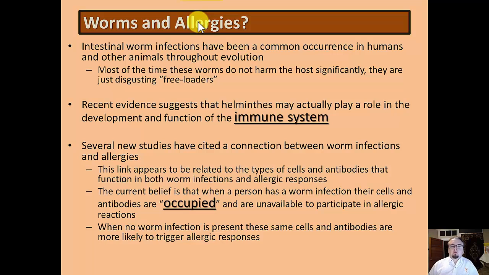Worm infections were thought to be fairly common, almost normal, for a huge part of human development and evolution. Looking back in history, there's lots of evidence to suggest that most animals would have had worm infections, including humans, throughout early parts of development. Today, we still see the same thing. In many parts of the world, many animals carry worms on a routine basis.